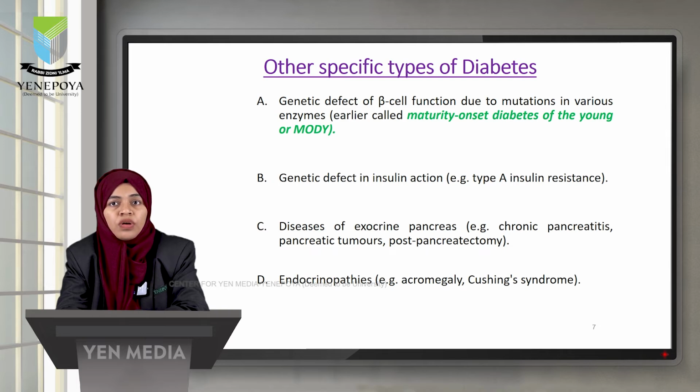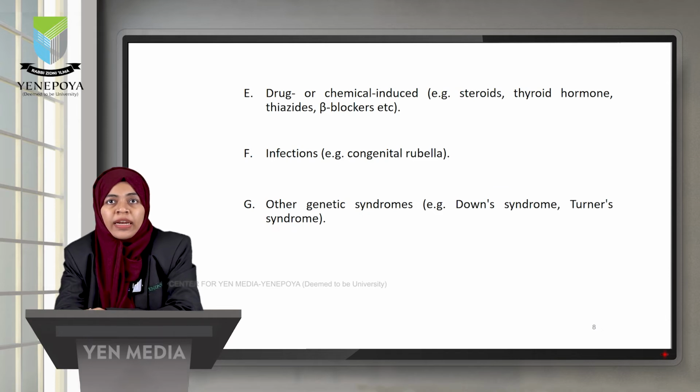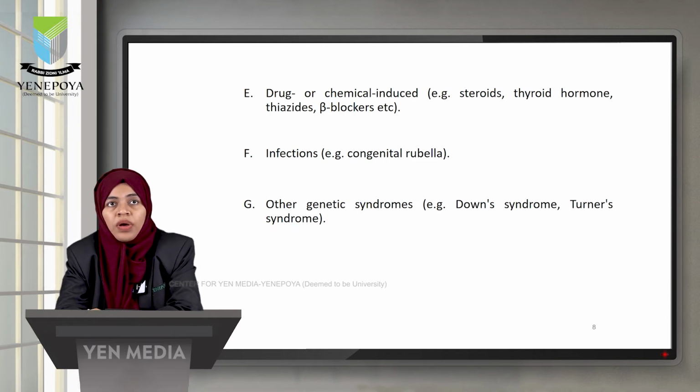Endocrinopathies are mainly because of syndromes called acromegaly and Cushing syndrome. Drug or chemical induced: drugs such as steroids, some thyroid hormones, thiazides as well as beta blockers may induce diabetes mellitus. Some infections such as congenital rubella may also cause diabetes. Other genetic syndromes, for example, are Down syndrome and Turner syndrome.